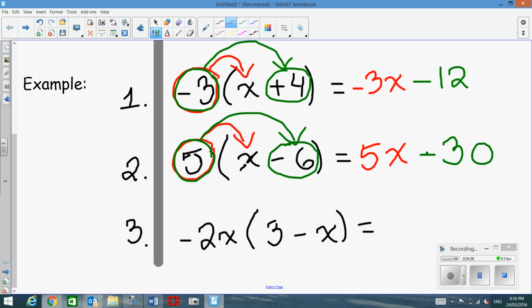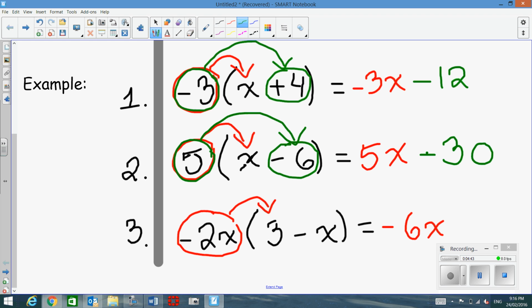And in our last example, I have a couple negatives. I have negative 2x multiplied by positive 3. So a negative 2 multiplied by positive 3 is going to make negative 6x.